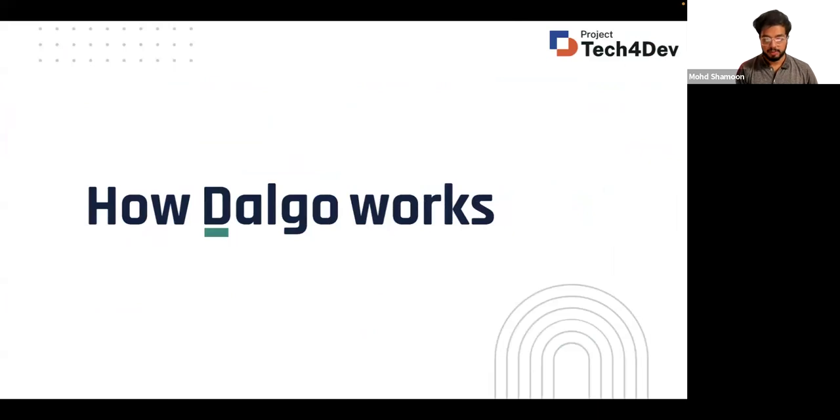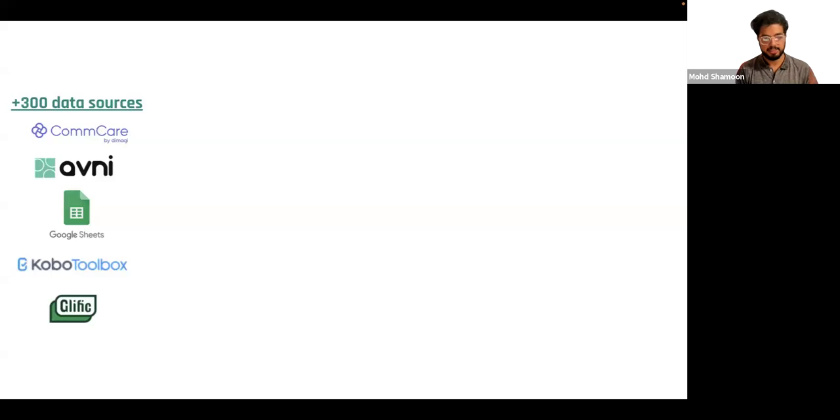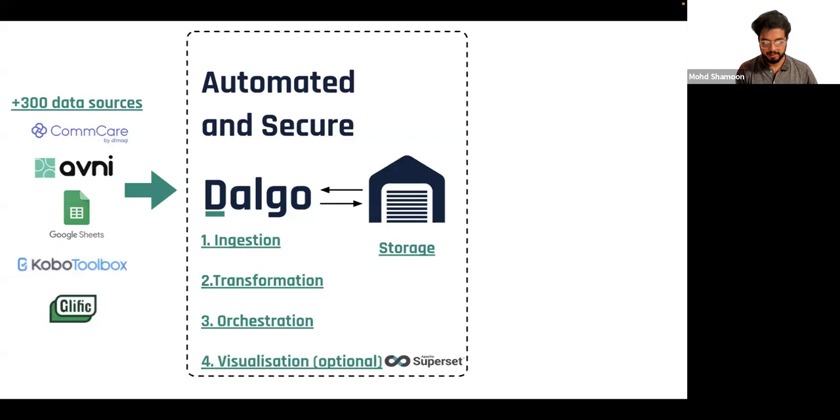Finally, how Dalgo works, just giving the overall insights. You have different data sources. These are the prominent ones used by our NGO partners, Avni, Comcare, and 300 other data sources that you can get data from. Once you get that data, this is where Dalgo comes in. Dalgo runs on 4 steps. The first step is ingestion, where it takes the data from the source tables, which could be Comcare or Google Sheets, and then stores that data into your storage warehouse.